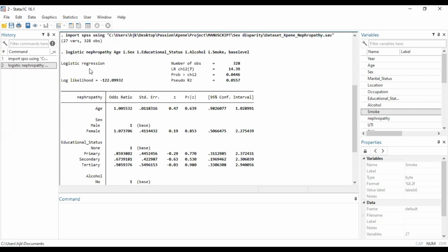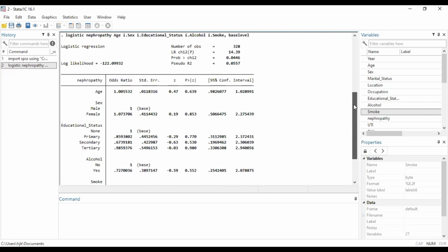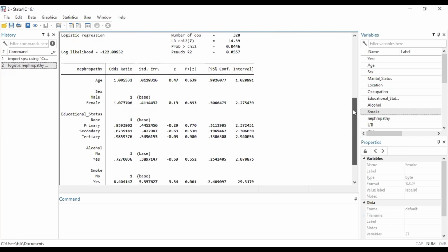Now let's try to make meaning of what we have. So this is the logistic regression. It was run on a number of observations; there are 328 observations that it was run on. And this is the chi-square value and the probability. The probability value here, the p-value, is statistically significant. So it means the model does well, and we can rely on its predictions of nephropathy.